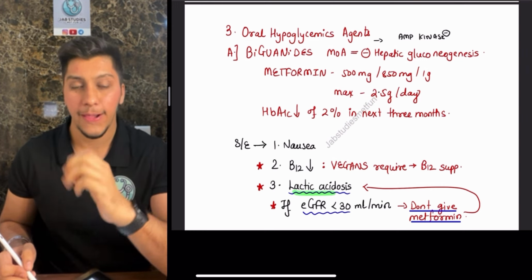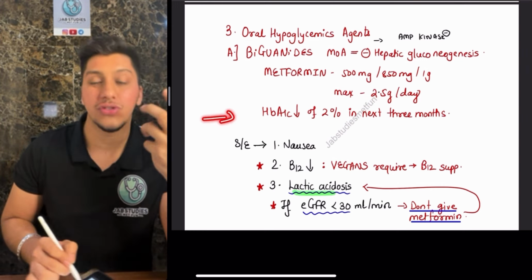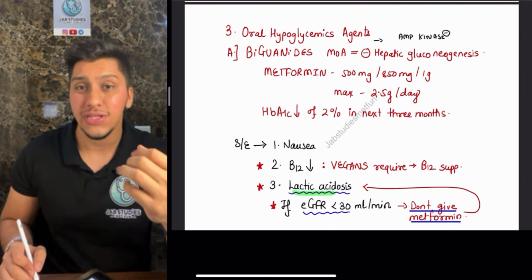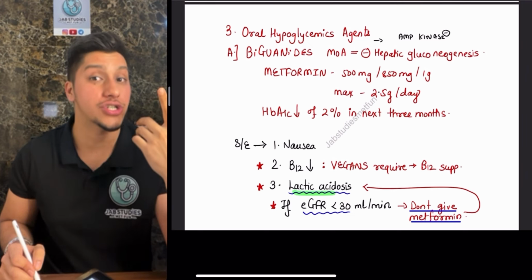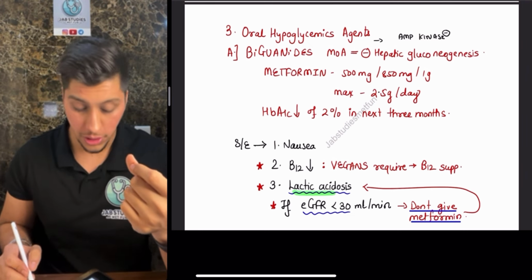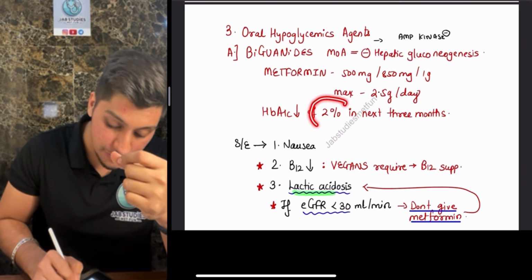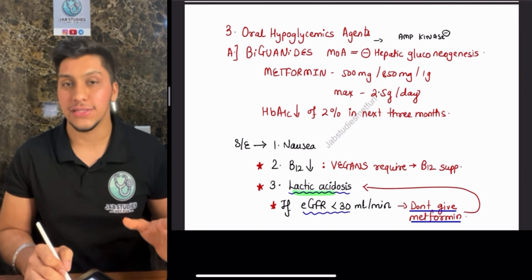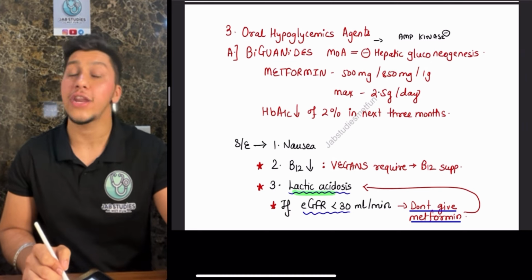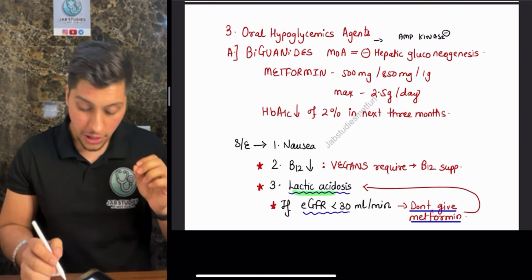Now, what is the role of this oral hypoglycemic agent? It reduces the HbA1c. I told you HbA1c is the best investigation of choice even for long-term control. So it reduces the HbA1c by up to 2% in the next 3 months. A very important thing you need to know. Now, what are the side effects?